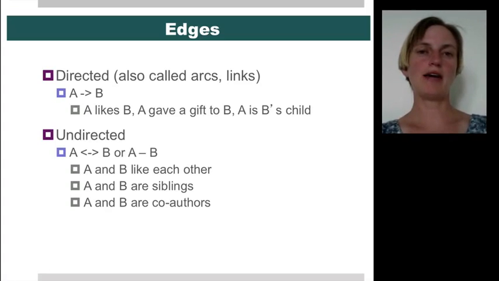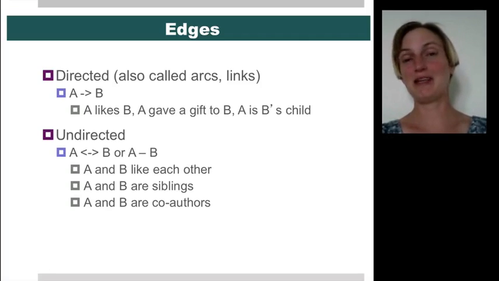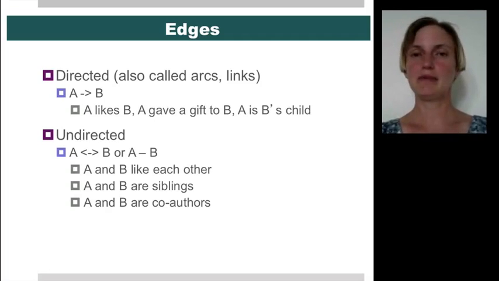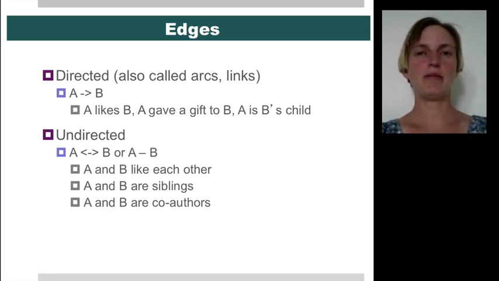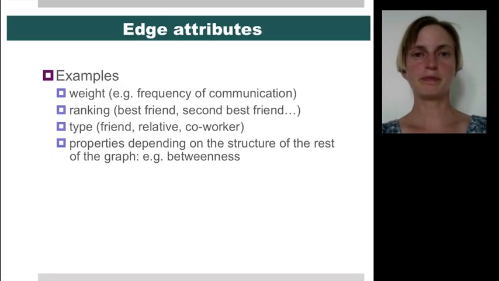You can also have undirected edges. For example, A and B like each other. Of course, these relationships aren't always symmetric, as we saw in the dining table partners network and actually in many social networks, but sometimes the feelings are mutual, and so it can be treated as undirected. You can have A and B who are siblings, or A and B who have co-authored papers, for example.